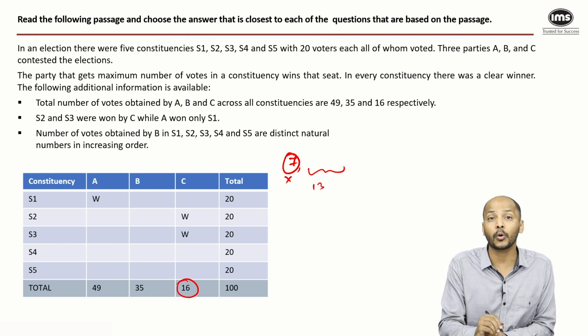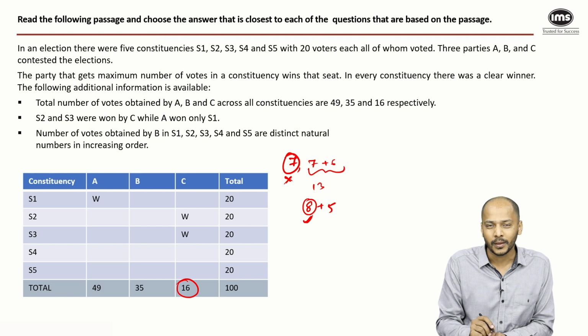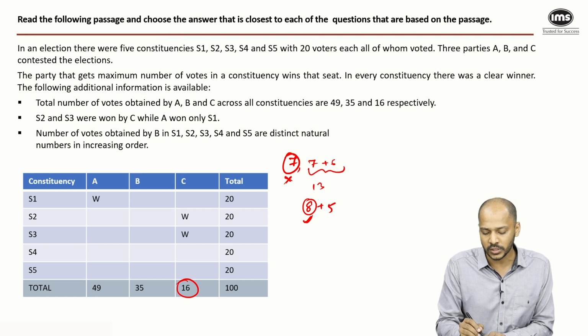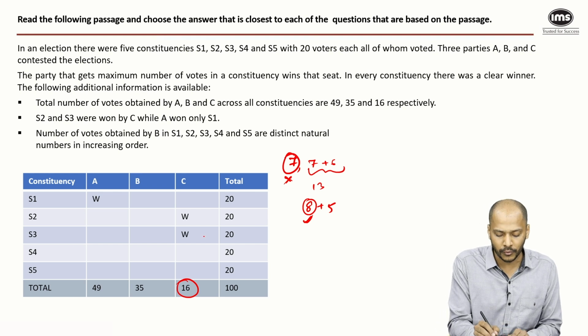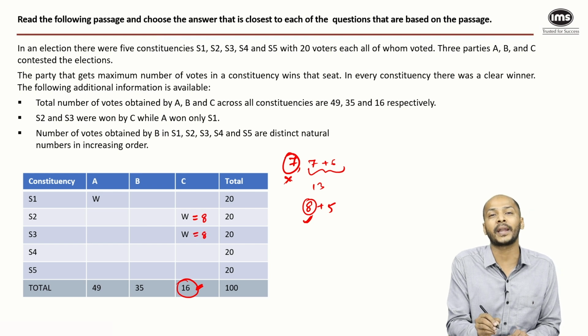Clearly this person will no longer be a clear winner because we wanted a clear winner at the top. So even if I go for 7 plus 6, this person is not a clear winner, and if I go for 8 plus 5, the person with the 8 votes becomes the winner. So I realize it's not possible to win any constituency with just 7 votes. Minimum 8 votes are required to win a constituency, and therefore the total votes of C, which was 16, can be split as 8 and 8 in constituency S2 and S3.